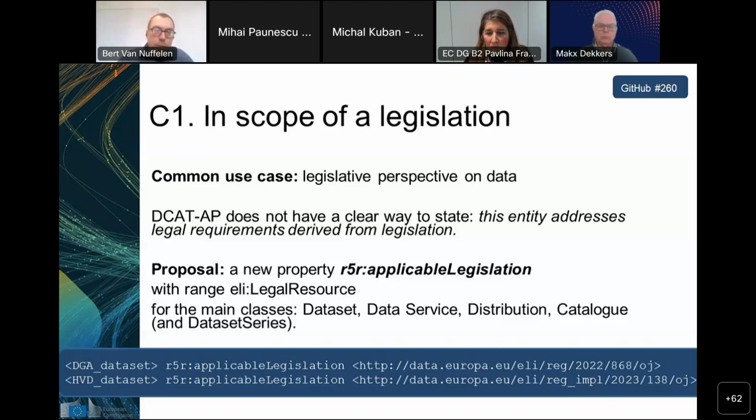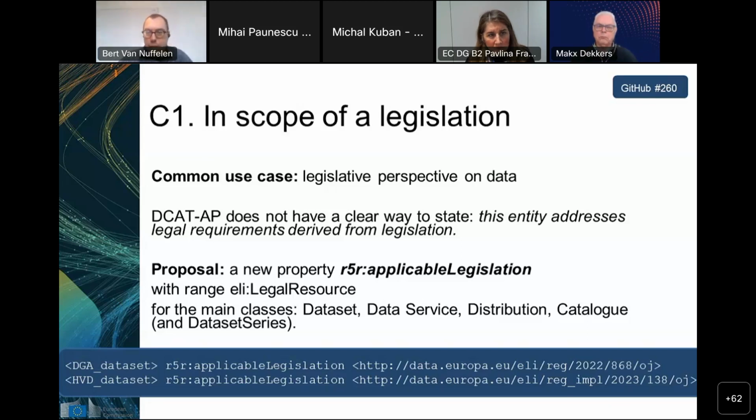And the proposal that has been raised on GitHub, in issue 260, is that we create a new property here, identified with the URI r5r:applicableLegislation, where r5r stands for the data.europa.eu namespace that we use to introduce new properties for DCAT-AP, which was maybe unclear in the last webinar. And the goal of this property is that we fill it with values of ELI legal resources, the persistent URI of the legislation.